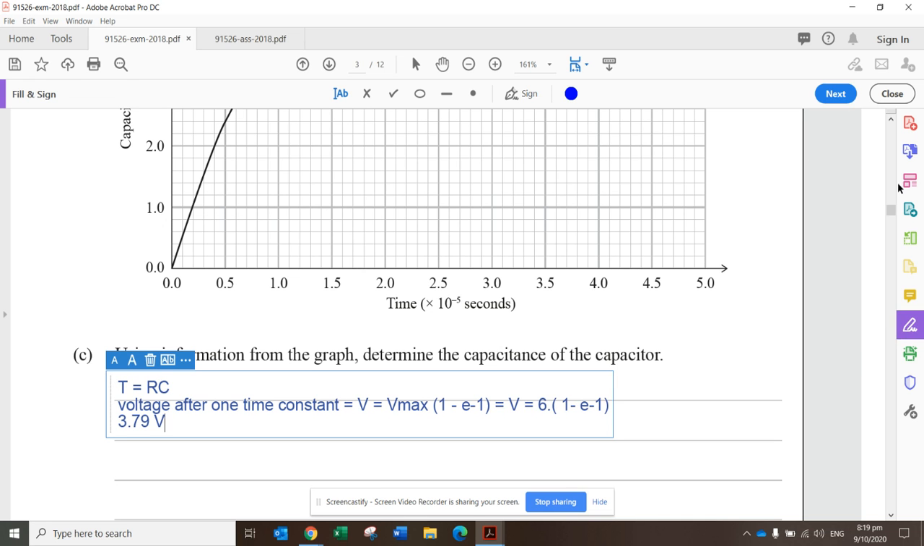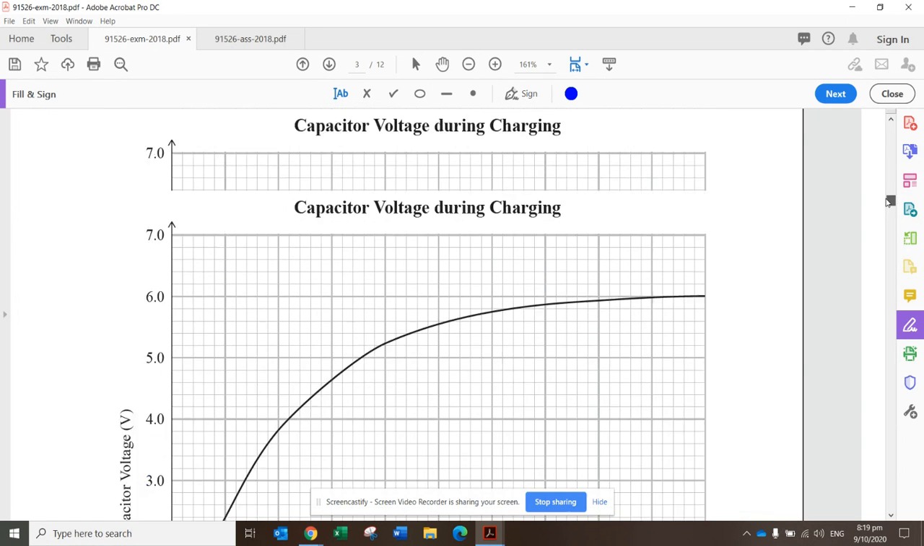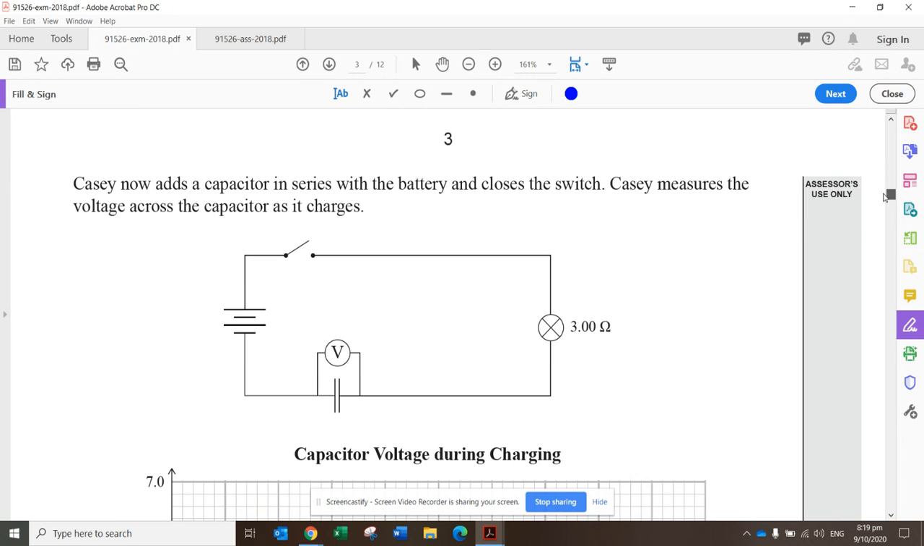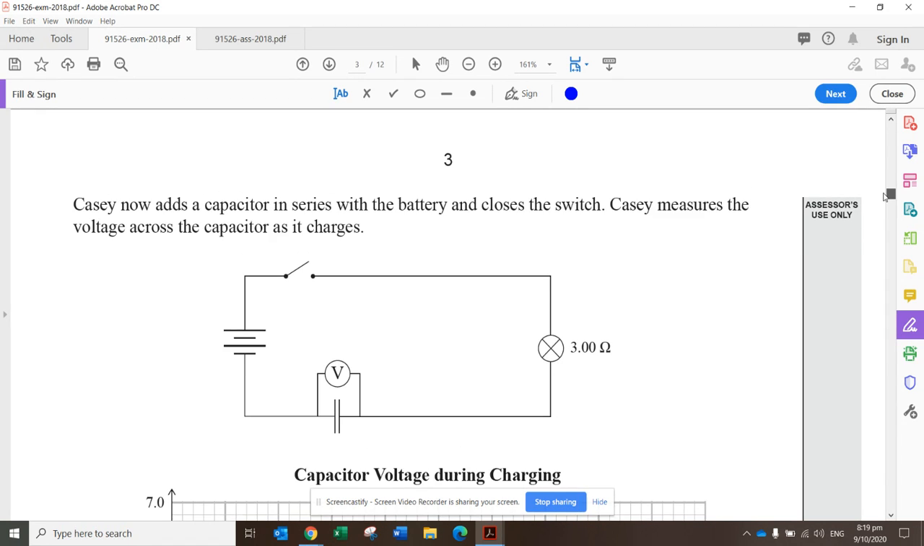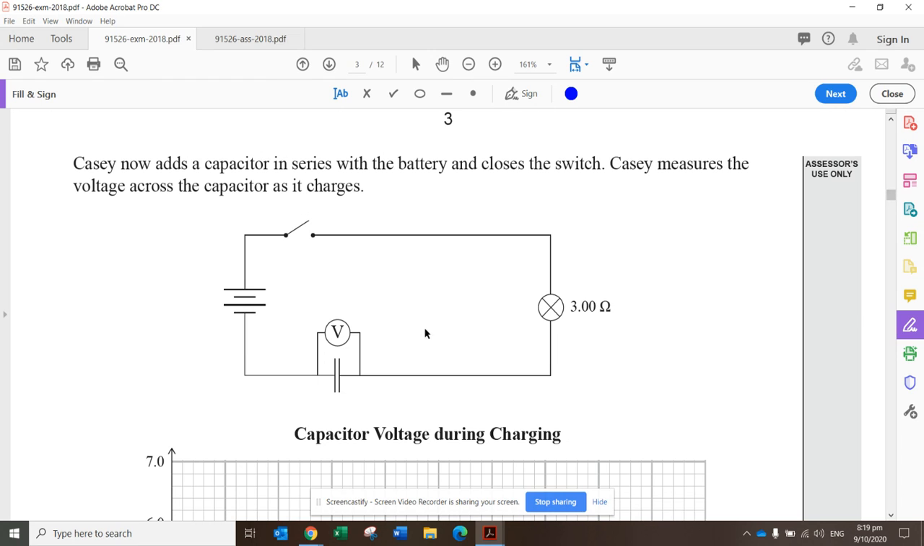Hi everybody, I think this is the question that you wanted. So Casey now adds a capacitor in series with the battery and closes the switch. Casey measures the voltage across the capacitor as it charges. So if I just go back, there's a resistor, 3 ohms.